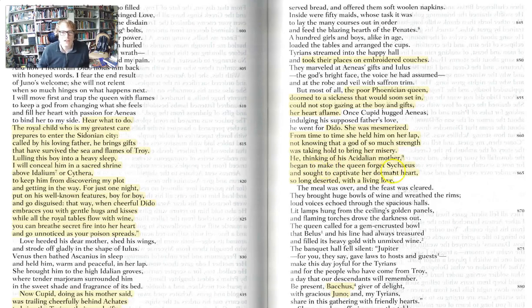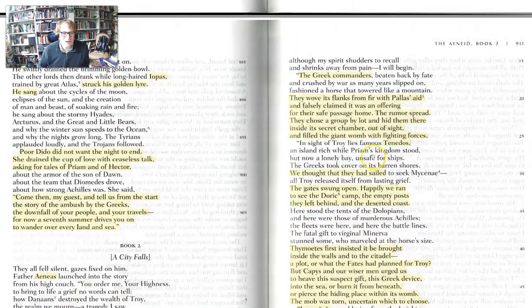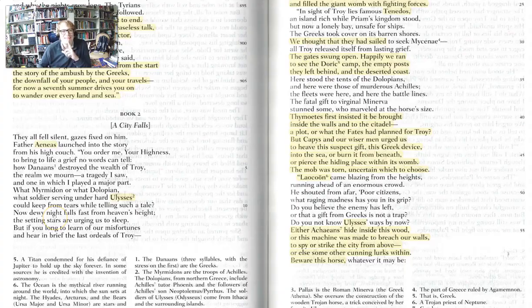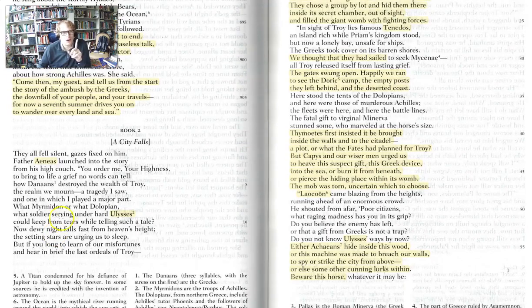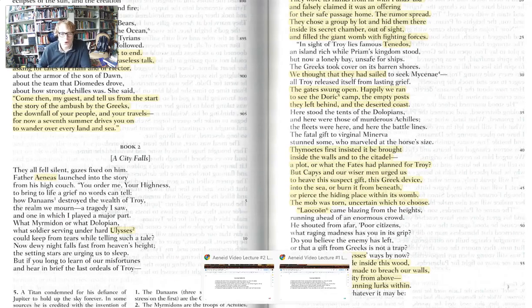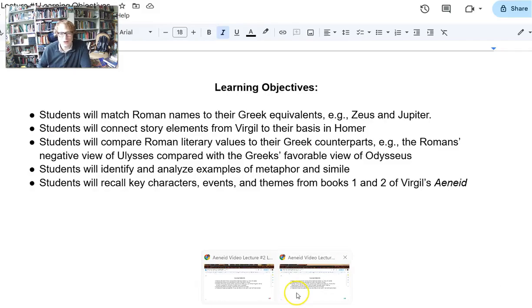He began to make the queen forget Sychaeus, her former husband, and sought to captivate her dormant heart so long deserted with a living love. Anyway, so now we move to book 2, and I'm going to just kind of jump right ahead, where we get the story being told. And before I jump to book 2, I want to show one painting real quick that kind of captures this just a little bit.